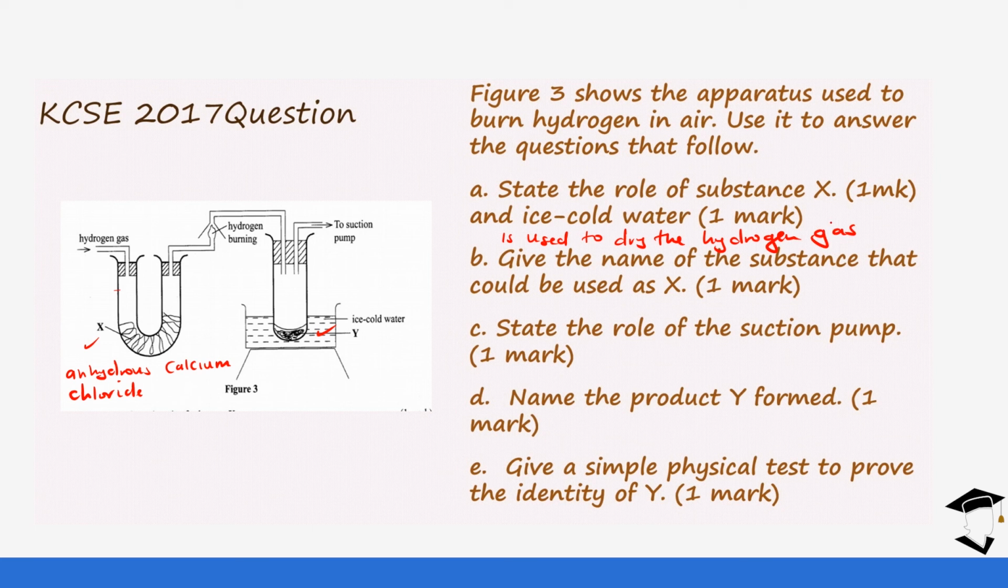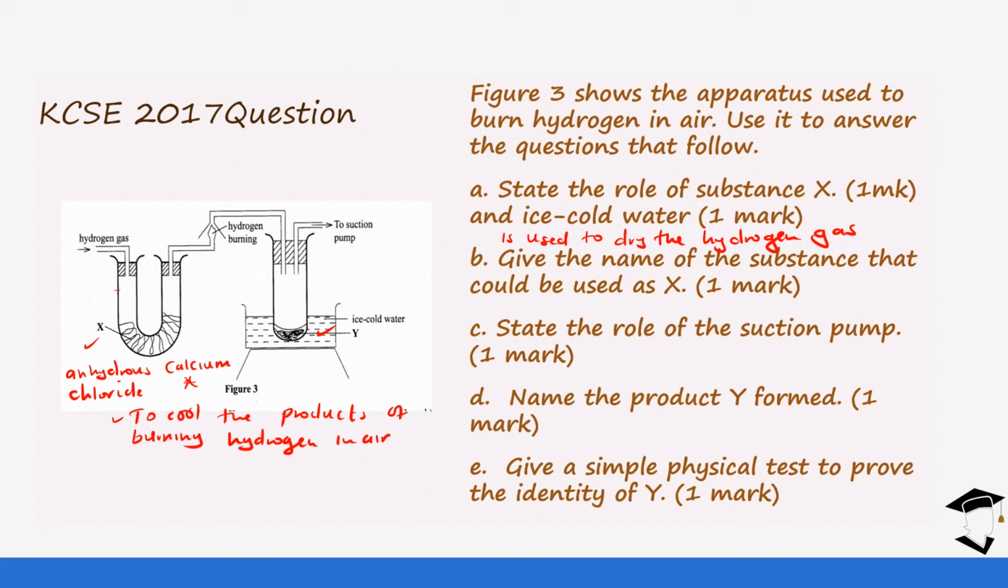And then the next question is give the name of the substance. Before that, we didn't answer the ice cold water. The ice cold water is used to cool the products of burning hydrogen in air. The next question is give the name of the substance that could be used as X. We have answered that question. The substance that can be used as X will be anhydrous calcium chloride.